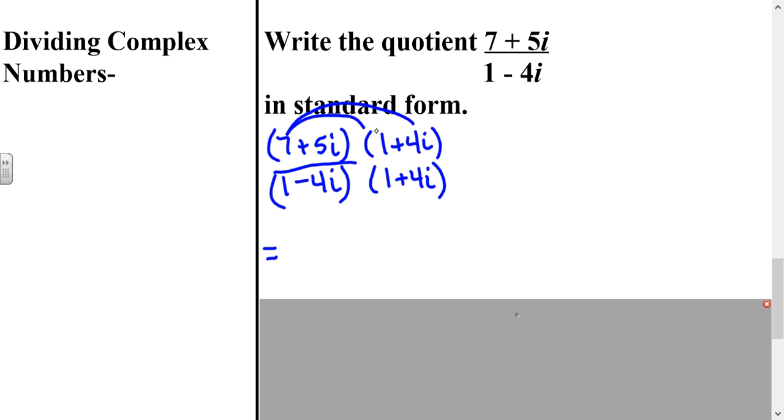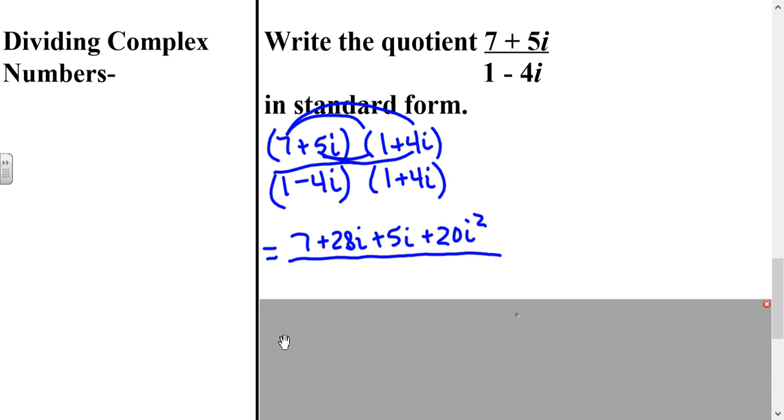If I double distribute the top, I'm going to take 7 times both numbers. So 7 times 1 would be 7, and then 7 times 4i would be 28i. Then I need to distribute the 5i. So 5i times 1 would be 5i, and 5i times 4i would be 20i squared. So that's what I get for the top.